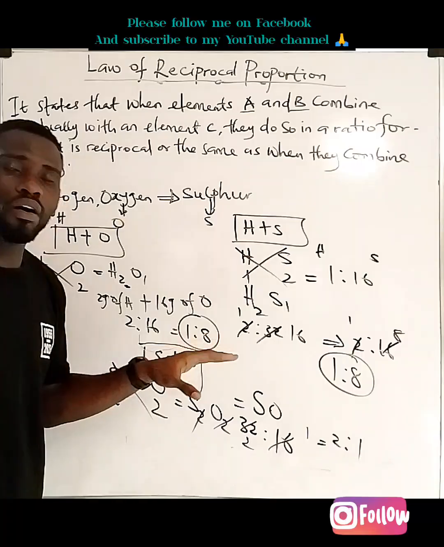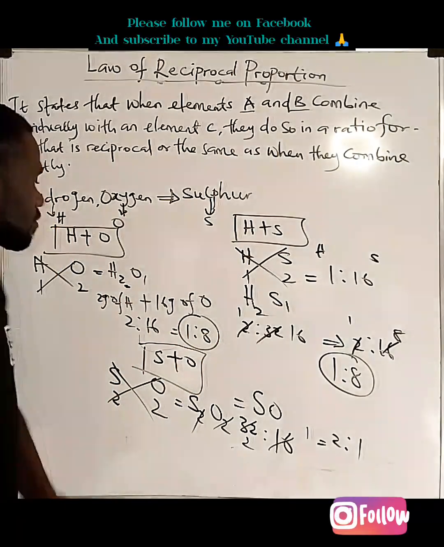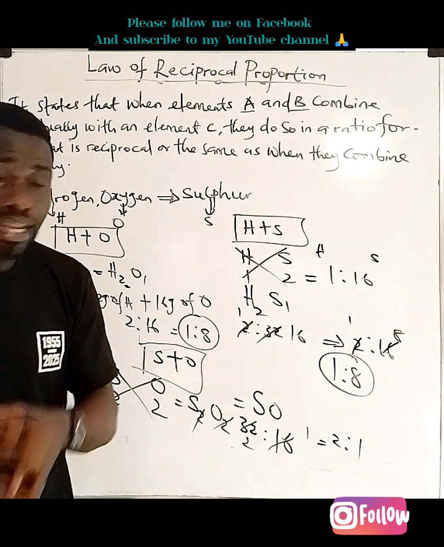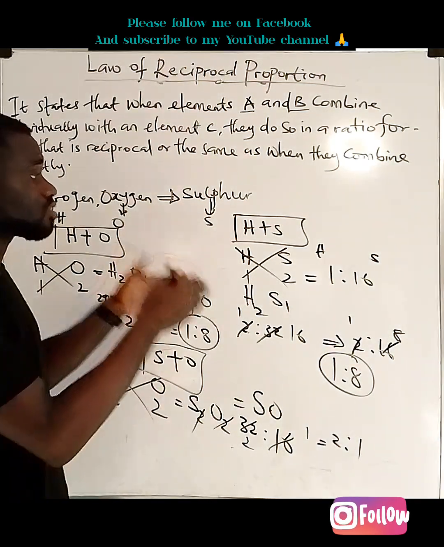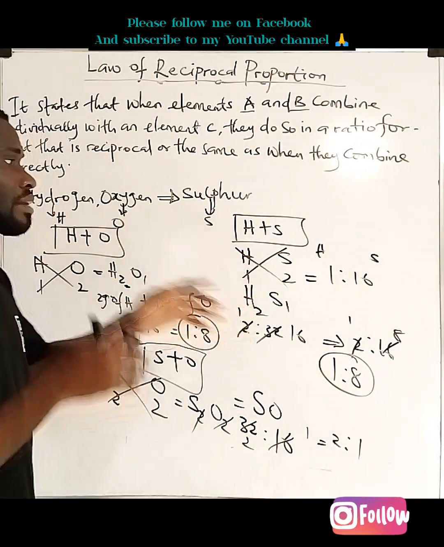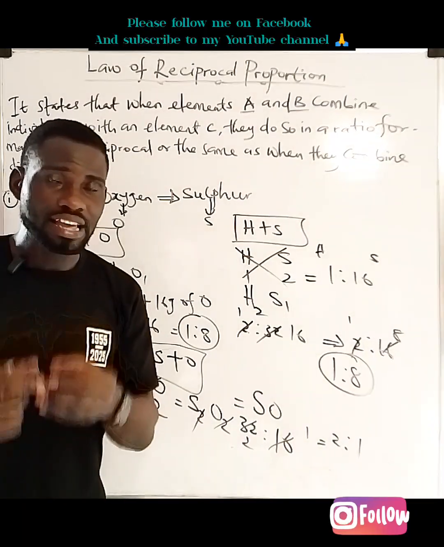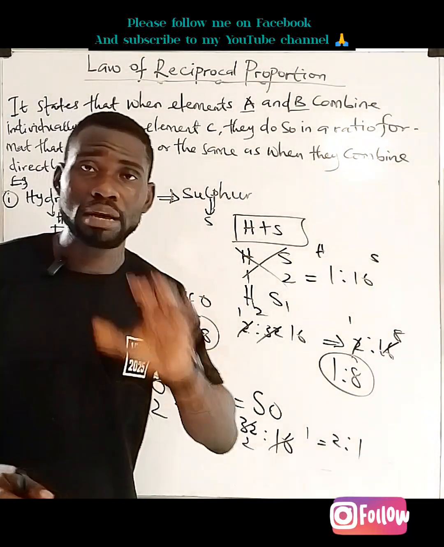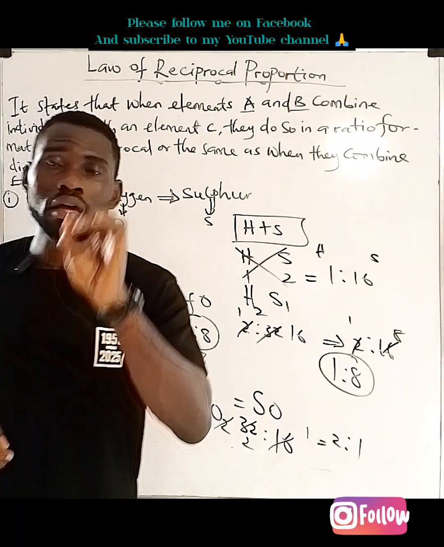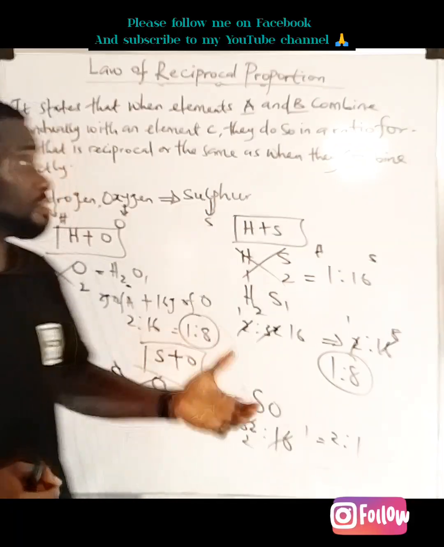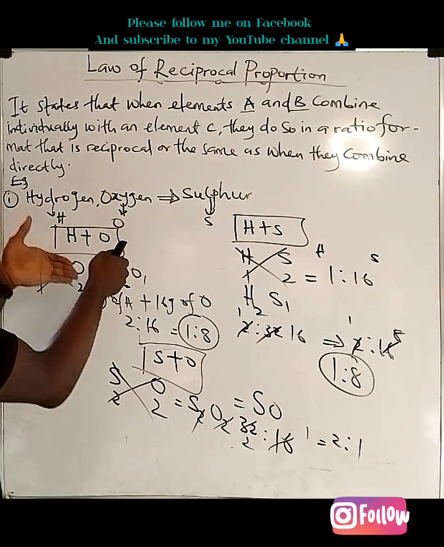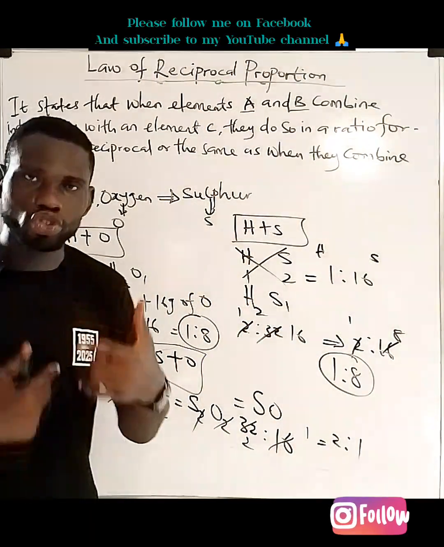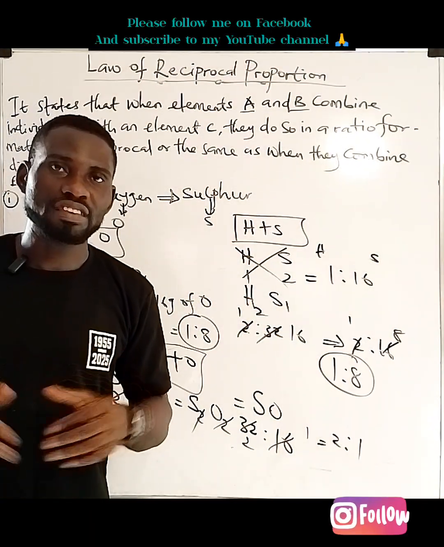So this is what the law of reciprocal proportion is all about. When two major players, elements such as hydrogen and oxygen, combine individually with a third party element, the ratio at which they combine is the same as when they combine directly. This is all Benjamin Richter talked about in his major law of reciprocal proportion. So either they combine directly or they combine with a third party element, it is still going to be the same ratio of combination. It's as simple as that.